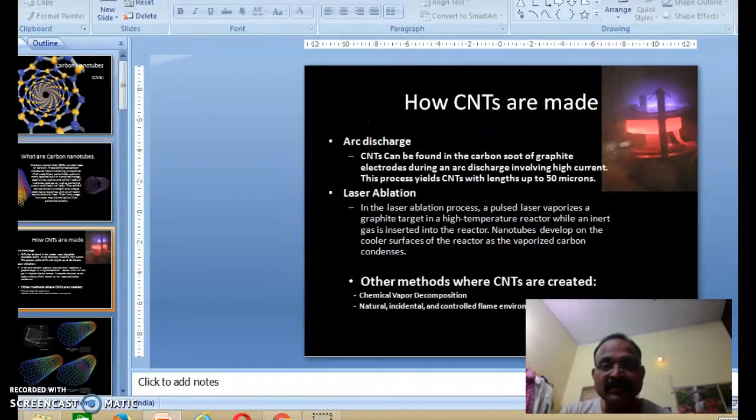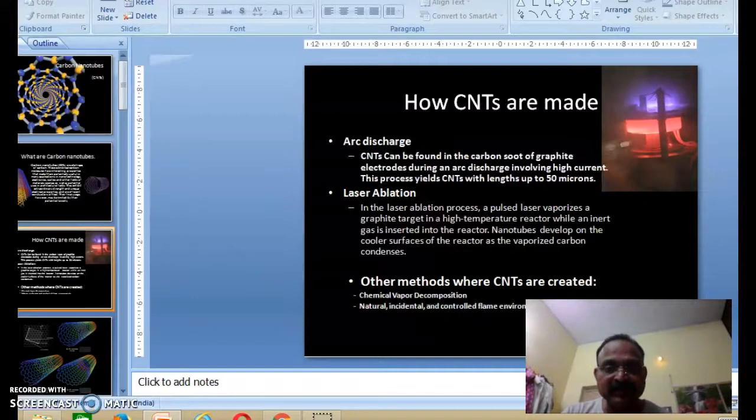So let us see how these carbon nanotubes are generated. Using the arc discharge method, laser ablation method and other methods like chemical vapor deposition, carbon nanotubes are generated. Carbon nanotubes can be found in carbon soot of graphite electrodes during an arc discharge involving high current. This process yields carbon nanotubes with lengths up to 50 microns.